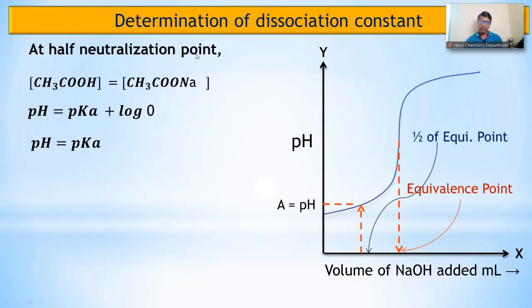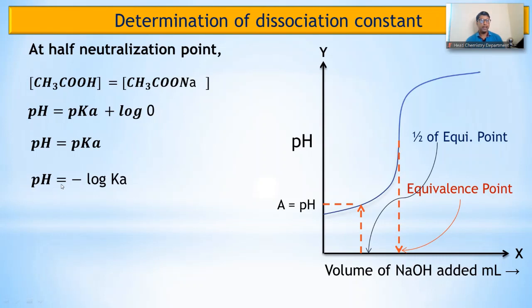Therefore, we consider half of the equivalence point, and at half of the equivalence point the pH becomes the pKa value of this particular acid. So the pH we get at half of the neutralization point, or half of the equivalence point, is nothing but the pKa of CH3COOH. Whatever pH value you get at half of the equivalence point is the pKa of acetic acid in this case.